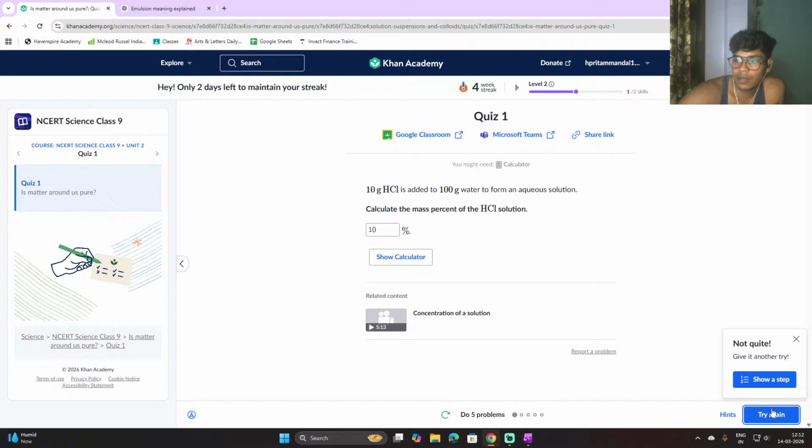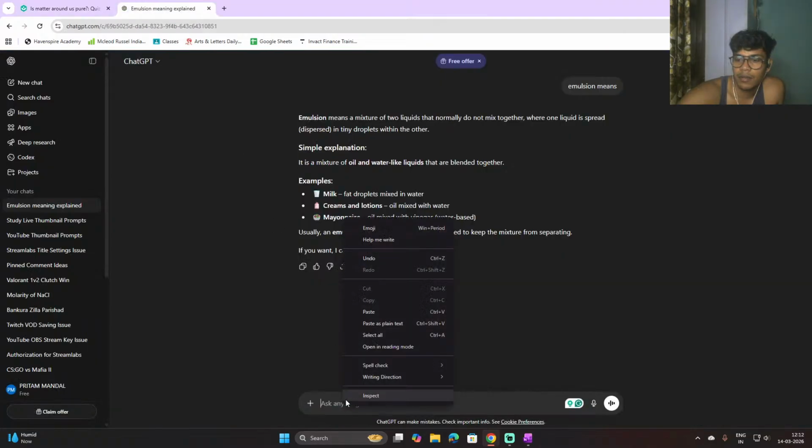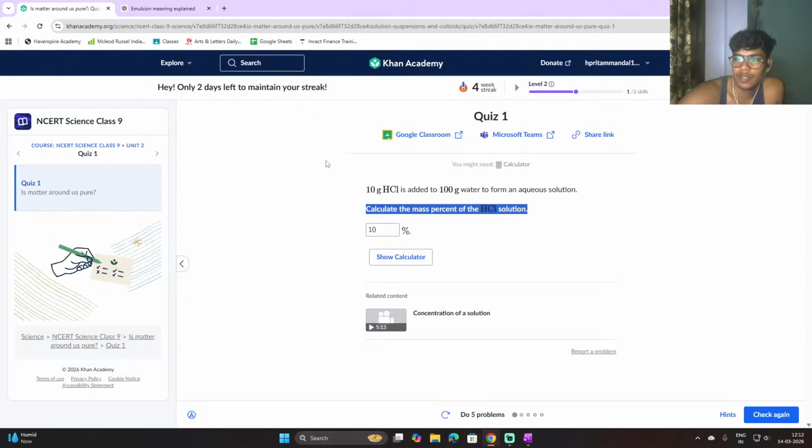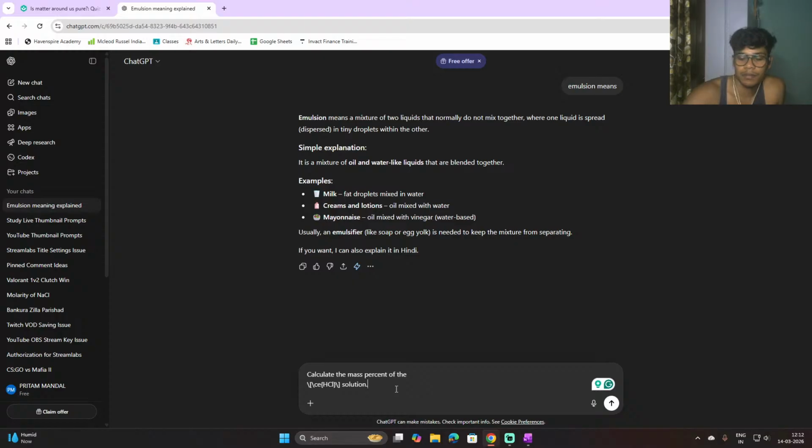It will be 10, but this is not the right answer. Then we will find how to calculate it. So if it is not the right answer, then we'll try. We'll ask GPT for that. How to find it? So explain.